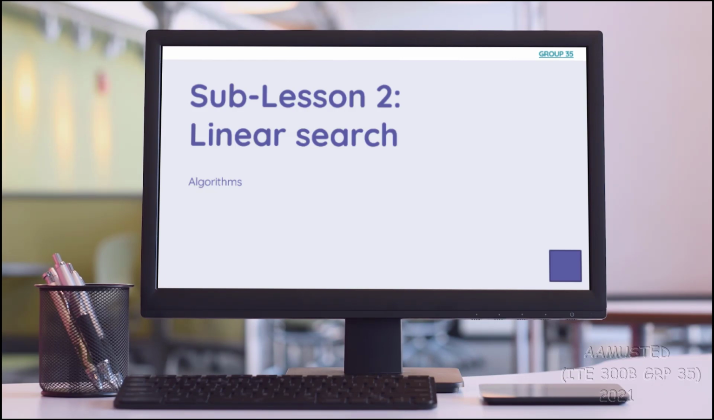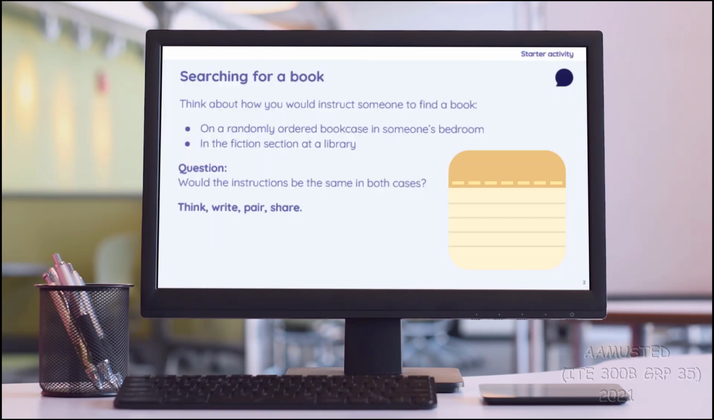So let's say, for example, you are searching for a book. You think about how you will instruct someone to search for a book. Let's say, for example, the book is on a randomly ordered bookcase in someone's bedroom, or in the fiction section at a library. What would the instructions be? Would they be the same in both cases? I doubt that, because they are in different places. So definitely the instructions aren't going to be the same in both cases. The same applies to linear search.